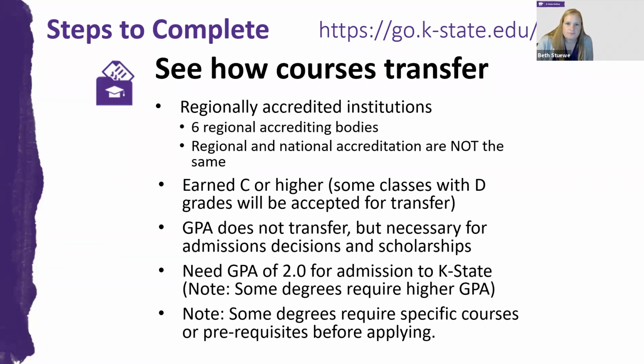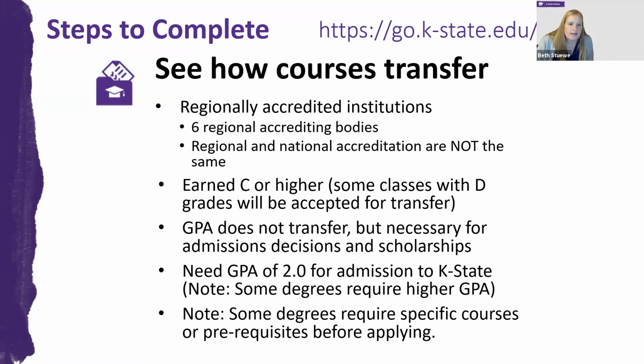Most of our programs do require a C or higher for the classes that you're going to be transferring. There are some programs that actually require a B or better in some of your classes. So it's going to be important that you connect with an advisor or with Sarah, who can help you to decipher what classes can apply. These will transfer for some programs and others, a C or higher is required.